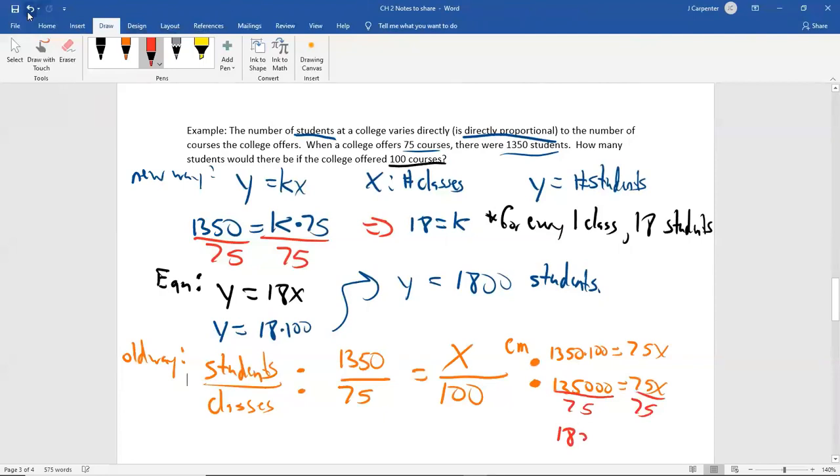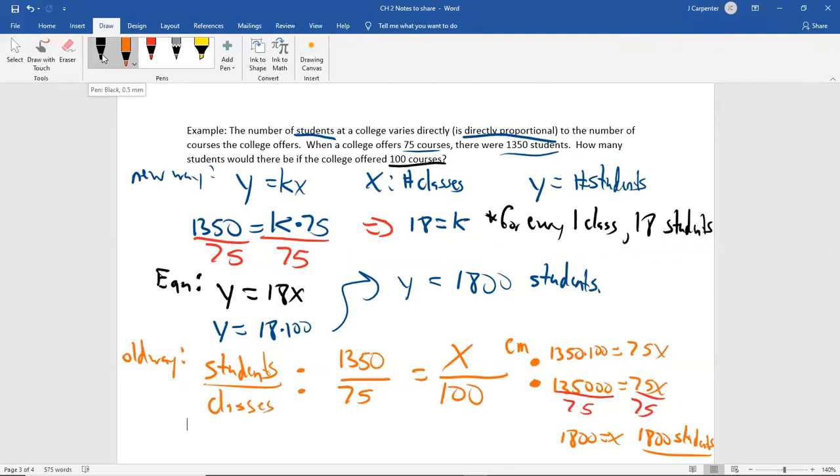Oops, wrong color. What was x though? We should really say this is 1,800 students. The same exact answer. So in the real world, does it matter which way you set it up? Nope. So why am I teaching you this new way then? Why don't I just teach you one thing? Because I love multiple methods, because multiple methods run this world.